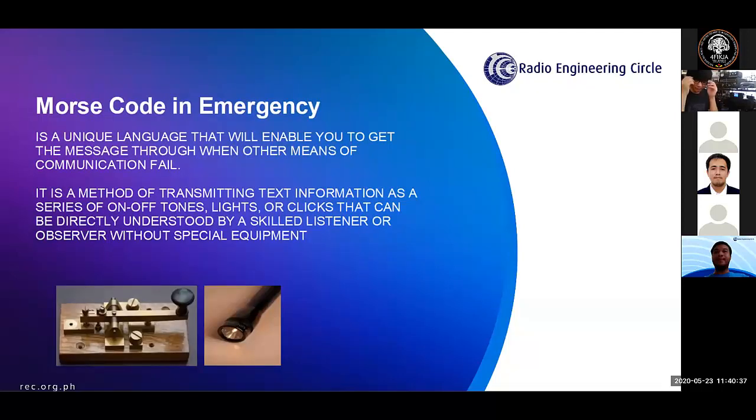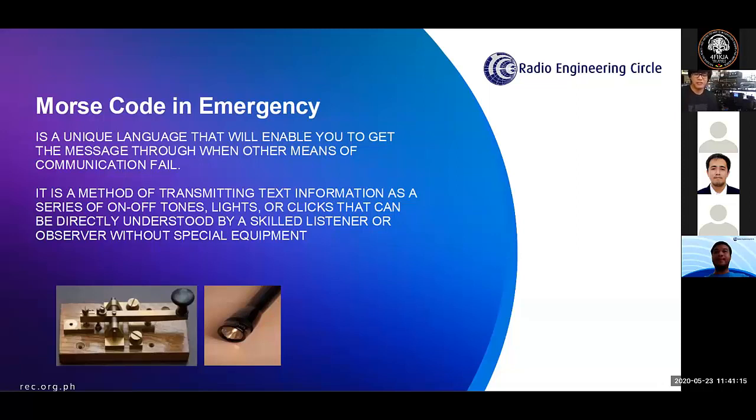Now, in an emergency, Morse code is such a unique language. That's why it's being taught in Boy Scouts at an early age. Even my daughter is into Morse code now because I'm teaching her, so that in case of emergencies where there's no more communication, let's say there's not even a radio or whatever, you can use a flashlight to transmit Morse code. One long light and one short light. It is already a communication.